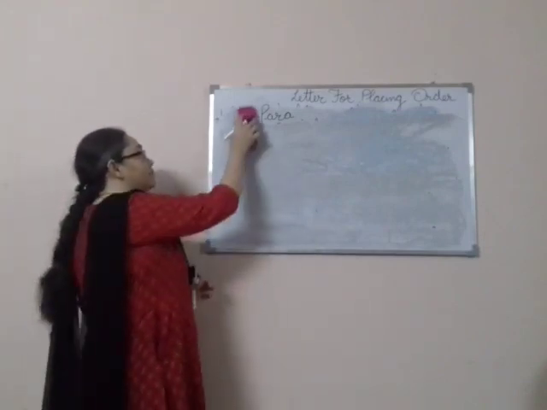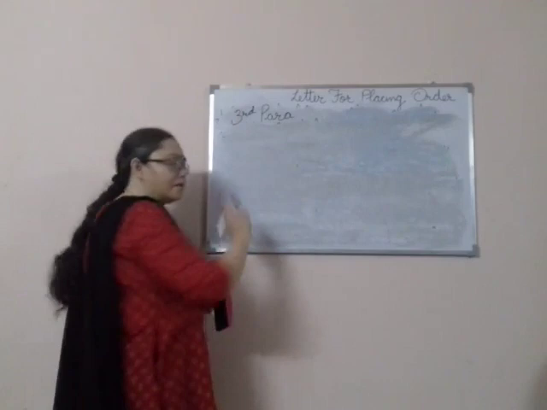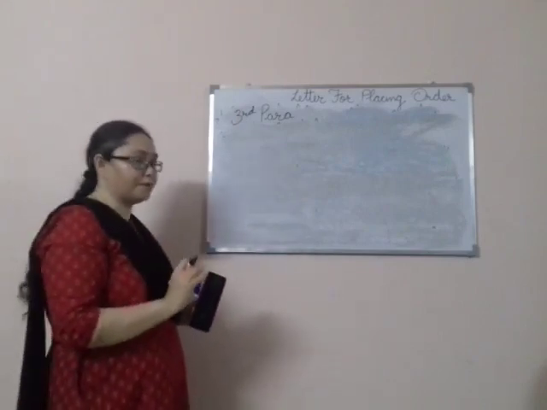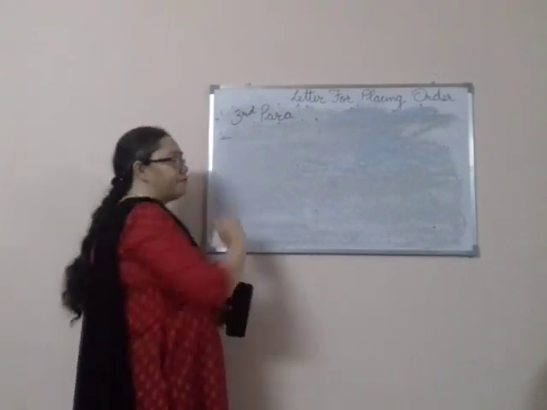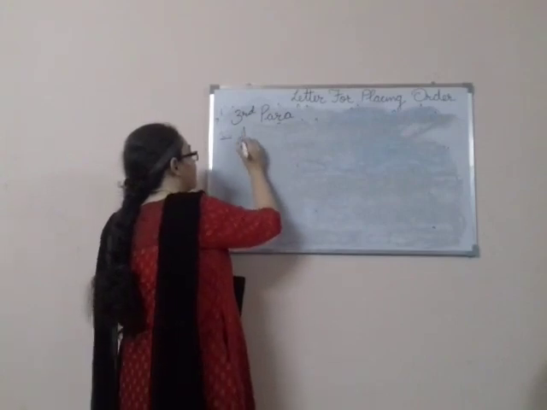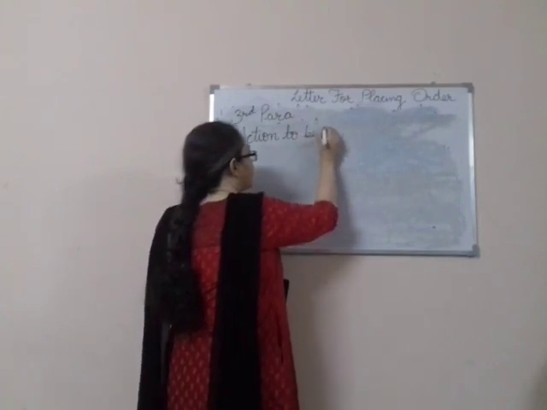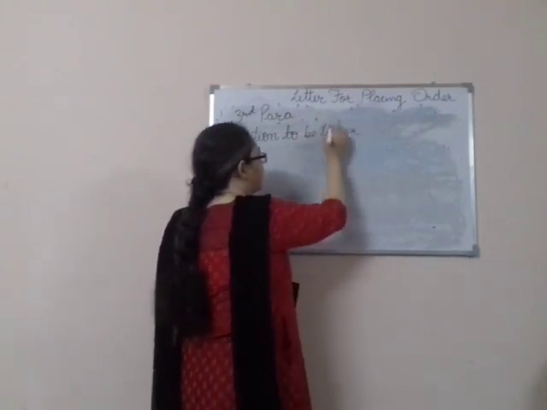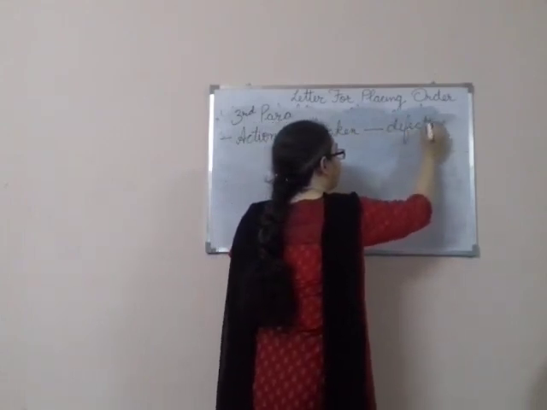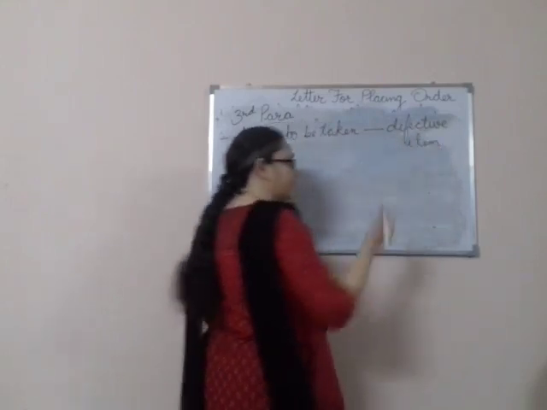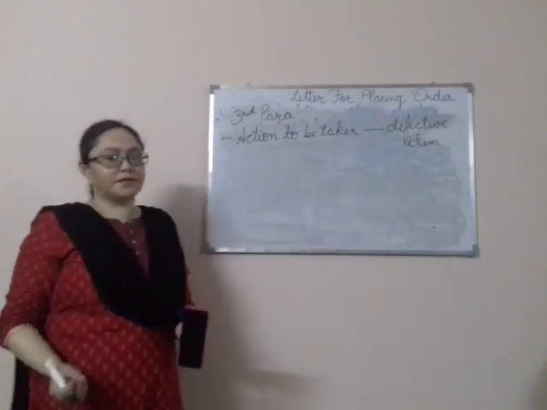Now let us come to the last, the third paragraph. In the third paragraph there are only two things that we are going to mention. Now, what is the first thing? First thing is the action to be taken in case of any defective item. What action are we going to take if we receive a defective item?